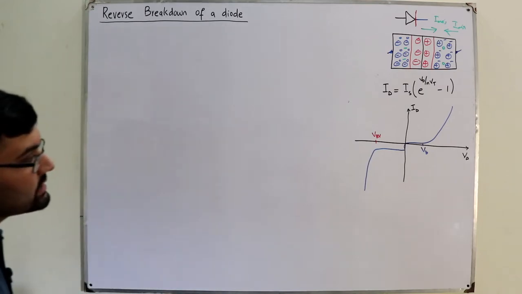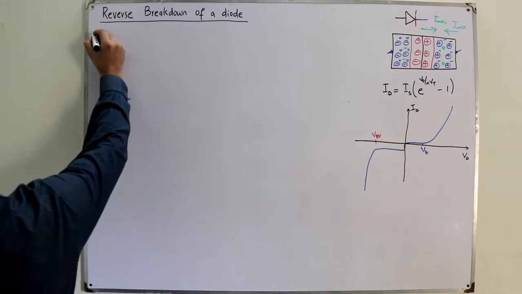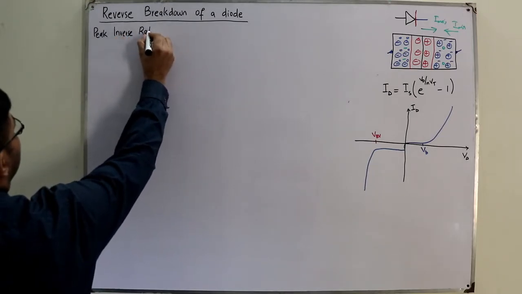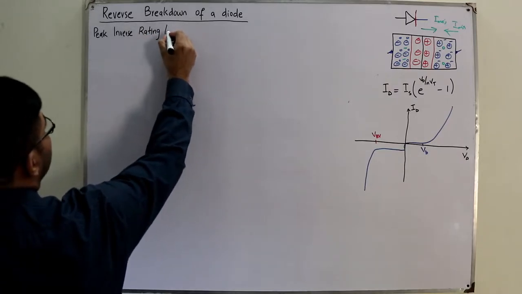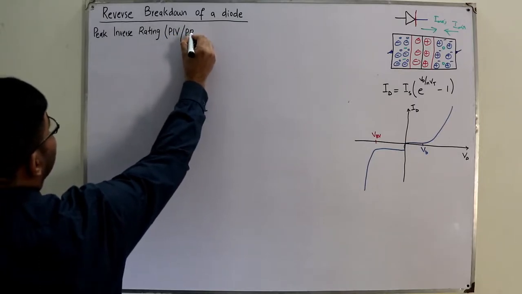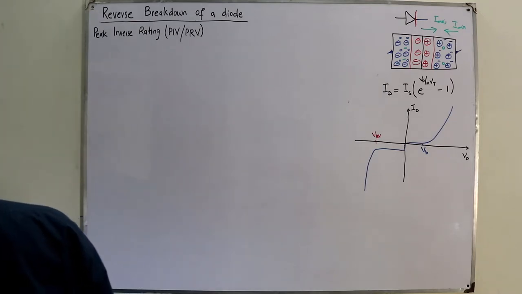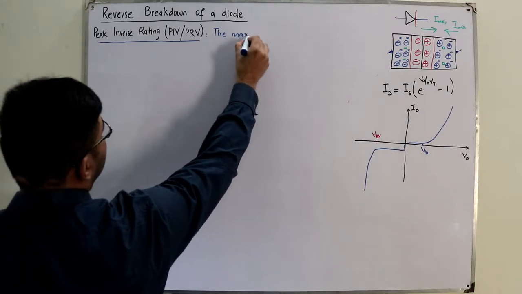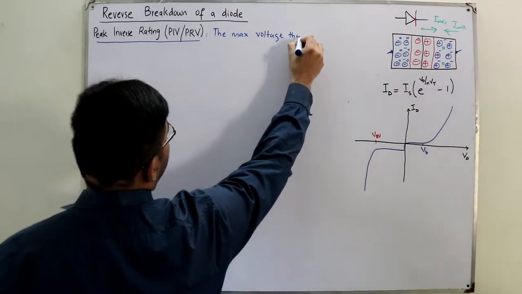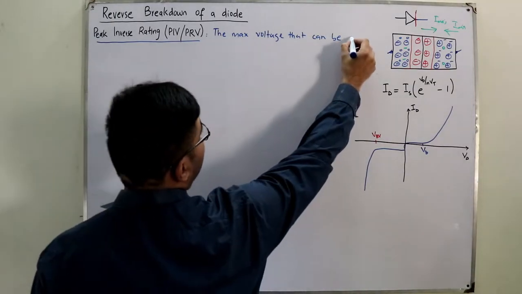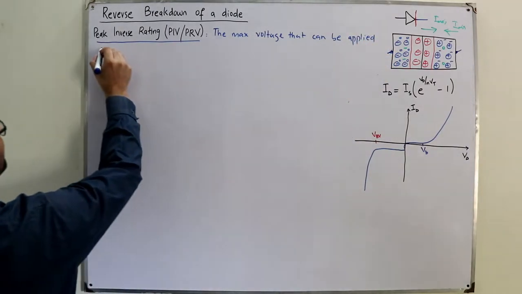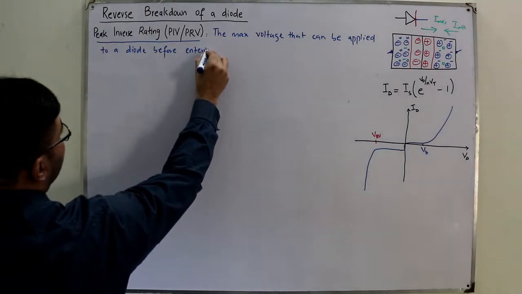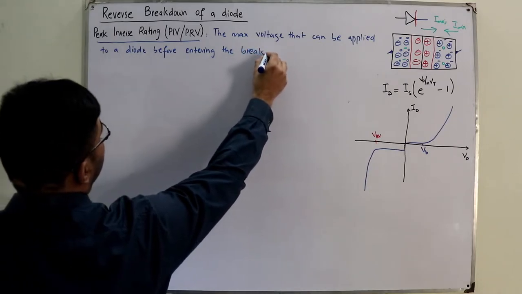One thing I missed in the previous video is the peak inverse voltage, or the peak inverse rating. So please write it down. It's called the peak inverse rating, or the peak reverse rating, PRV. So what is this? This is basically the maximum voltage that can be applied to a diode before entering the breakdown region, and I believe it's clear.